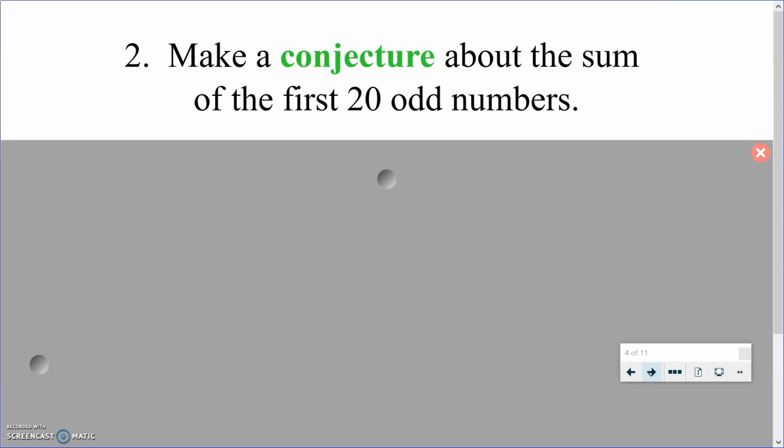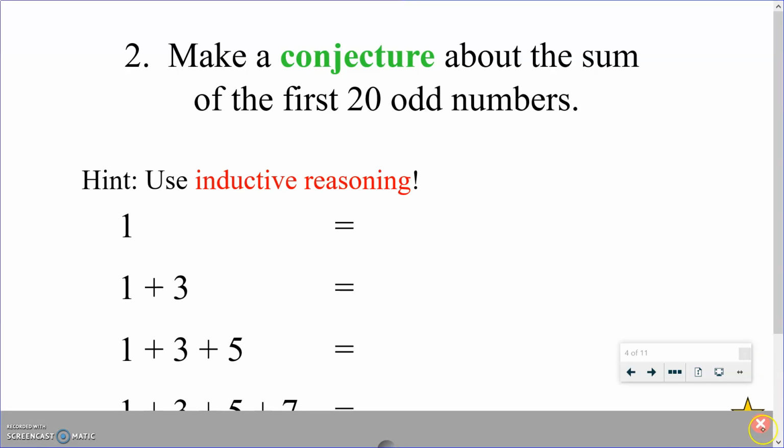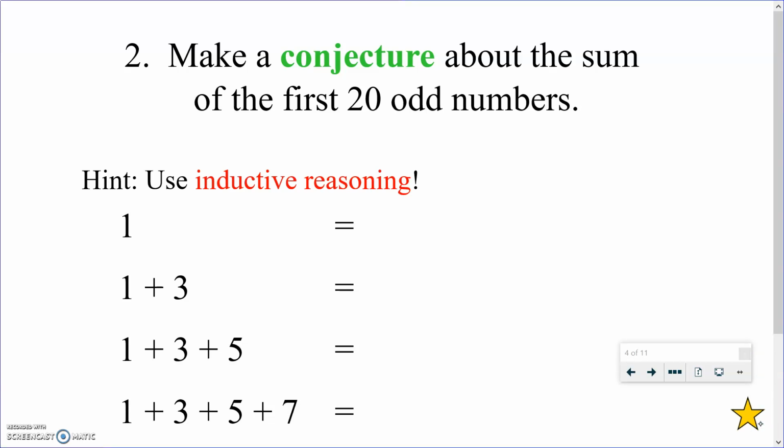Now we're going to make a conjecture about the sum of the first 20 odd numbers. So here is a hint to get started. Please pause your video right now and try to figure out what the sum of the first 20 odd numbers would be.